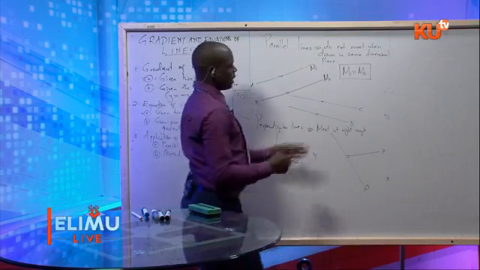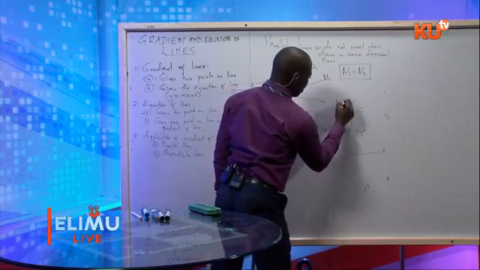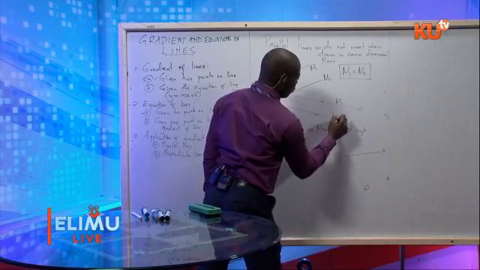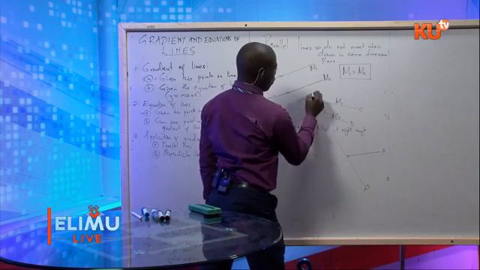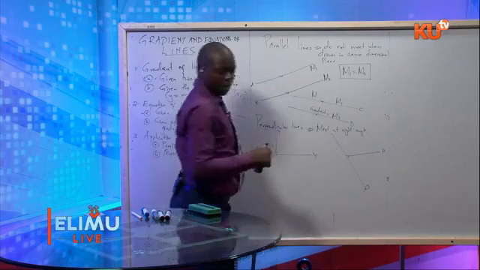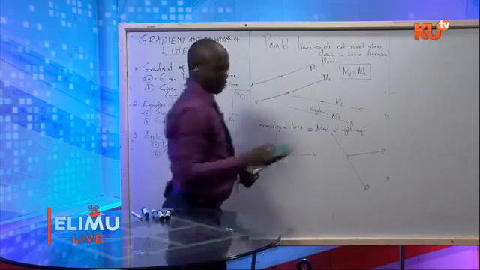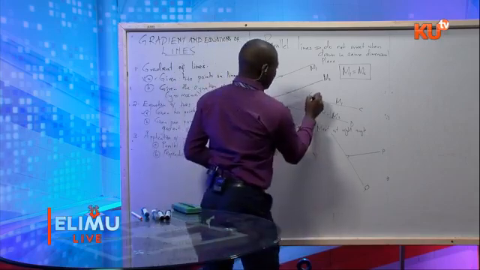Again, if line C has the gradient M1 and this one has the gradient M2, this is simply the gradient. On top of M1, that is gradient. M2, again, that's gradient. Again, this is the gradient of this line.